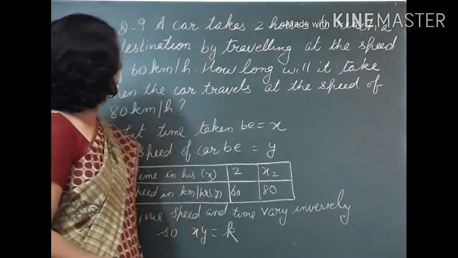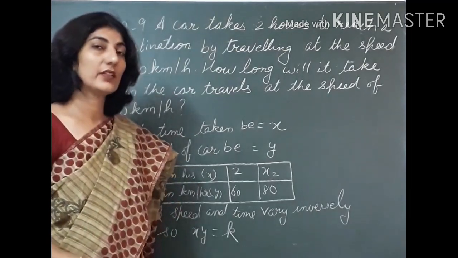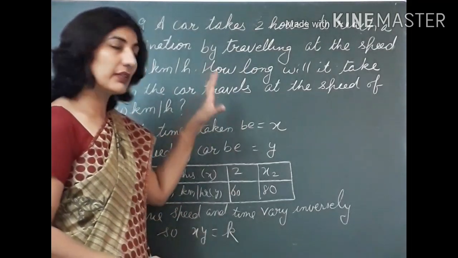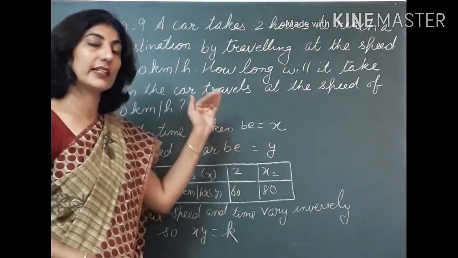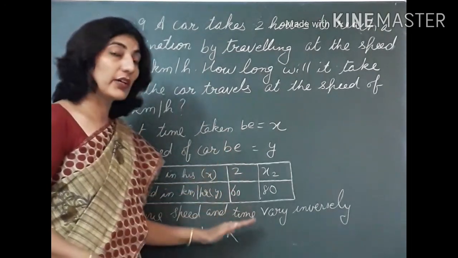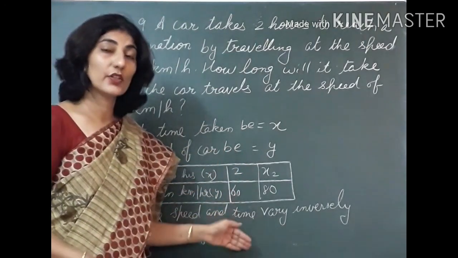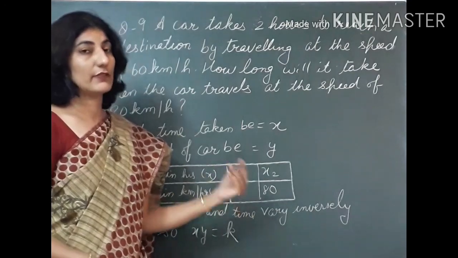One more question, question number 9, I will discuss with you, then all the remaining questions will be homework. In a similar manner you have to do it in your notebook: first assume the quantities x and y, then make the table, then write the relation and why it is a case of inverse proportion, and then solve it.